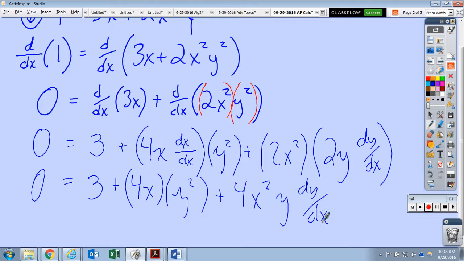And now it's the matter of just algebra and moving things around. Two to the 4x squared. Did I do something wrong? 2 times 2 is 4. X squared times y is x squared y. Okay, we're good.